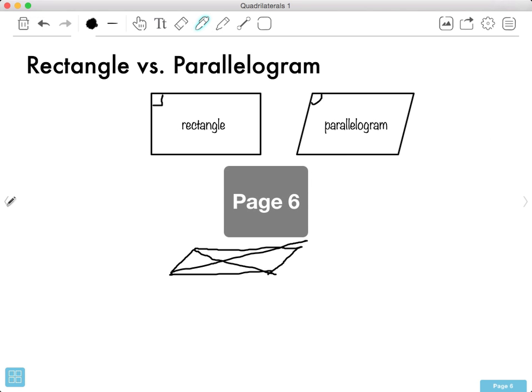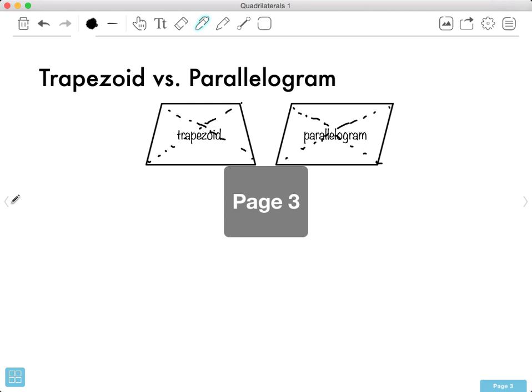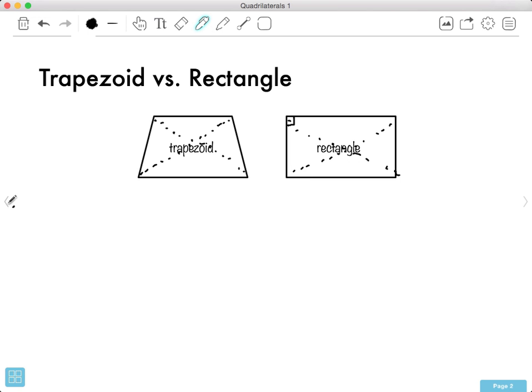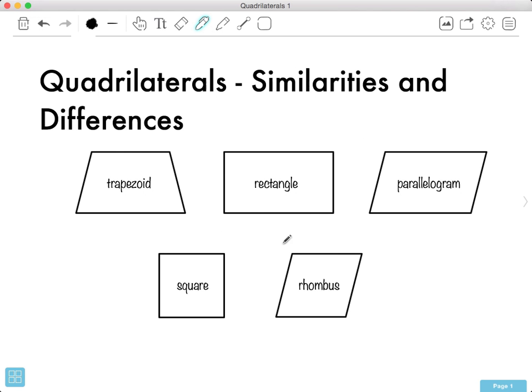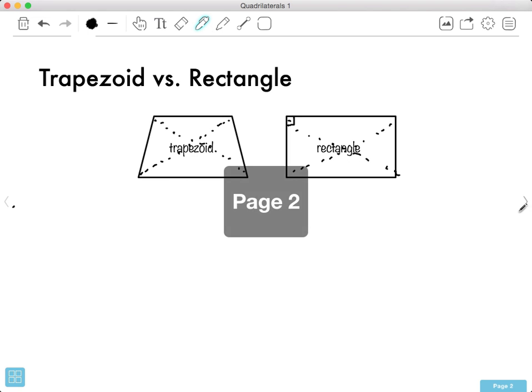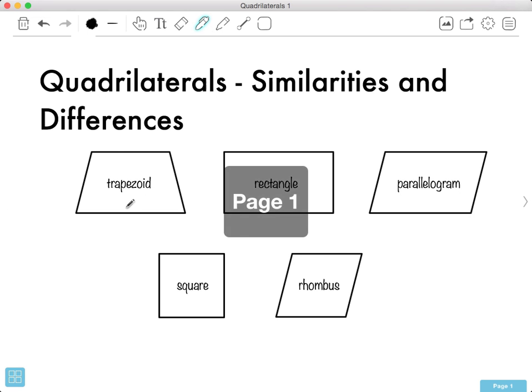You don't necessarily have to memorize every single fact in this video, but be prepared on a test to discuss one similarity and one difference between any of these two shapes that they might decide to show you. Again, feel free to work backwards and forwards through this video to look at all the different similarities and differences. Thanks for watching.